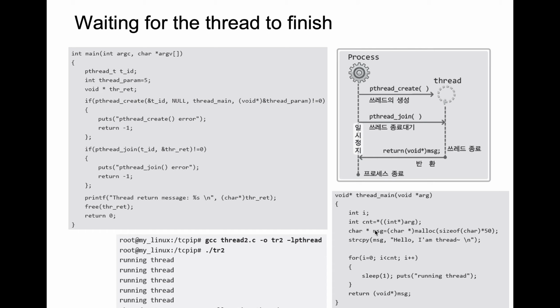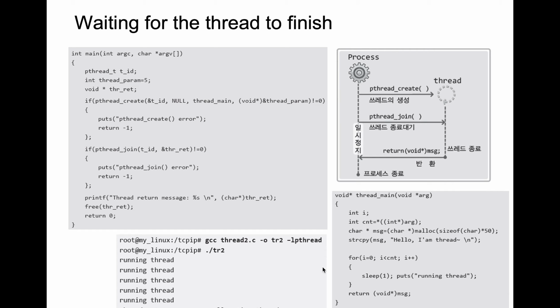And the routine of the thread is very simple, like in the previous code. We are getting the value of 5 as a CNT, and the one additional thing we're doing is preparing a memory area which we will return as a result by allocating a memory of size 50 bytes. When we have those 50 bytes, we are copying the value of hello I am thread to that memory space, sleeping for 5 seconds, printing out the running thread each time, and returning the memory area that we have written this value into.